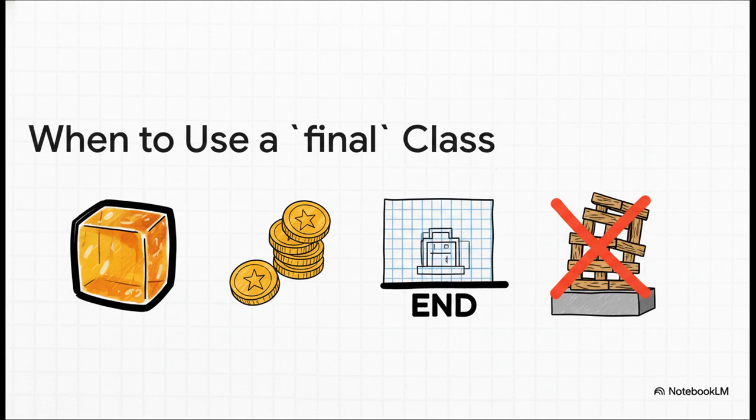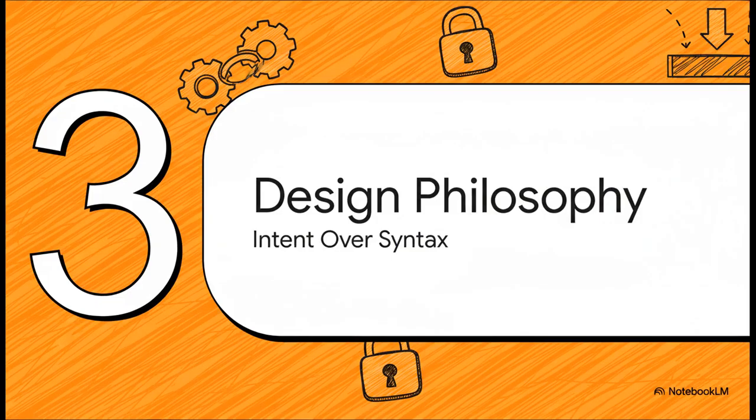It's also perfect for simple value-based objects, or frankly, any class that you just didn't design with inheritance in mind. And this gets to a much bigger idea. Using final isn't just a little syntax trick, it's a design philosophy. It's you, the developer, making a very deliberate statement about your intentions for the code.